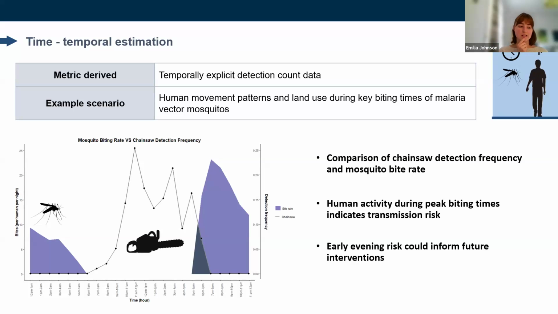So here, increased human activity during key mosquito biting times, which was parameterized using entomological data, that overlapped could suggest something about the malaria receptivity of a given area. So that's essentially the times of greatest risk for humans that live and work in the area. By comparing detection frequency of human chainsaw use in a high logging area against bite rate for the main malaria vector, we can see high risk times for malaria transmission, and in this hypothetical population would be early evenings. So you could use that to inform public health interventions.